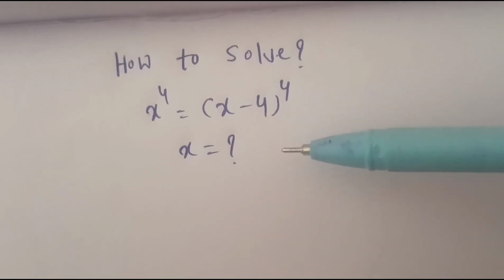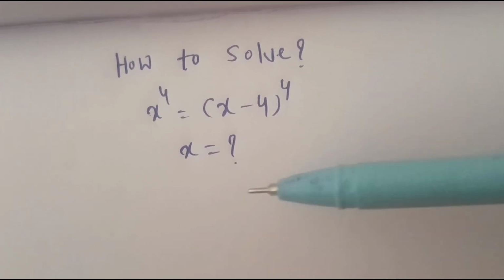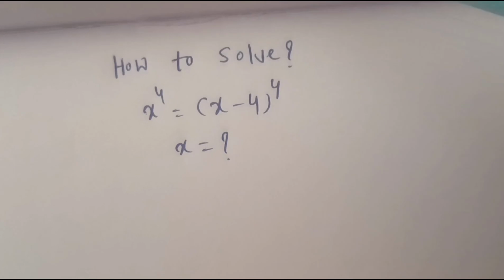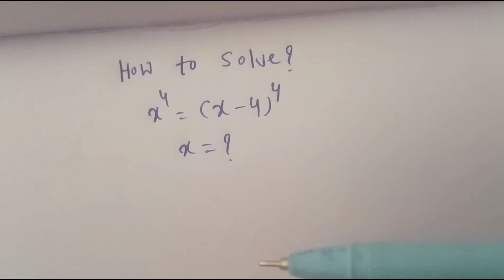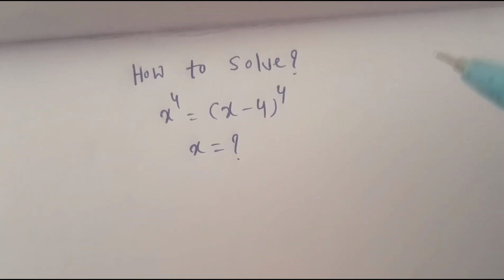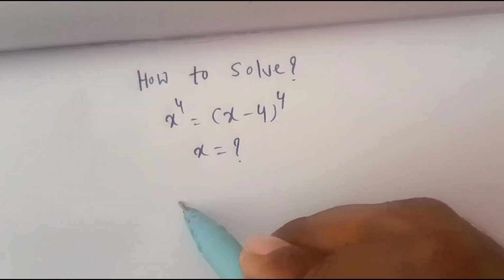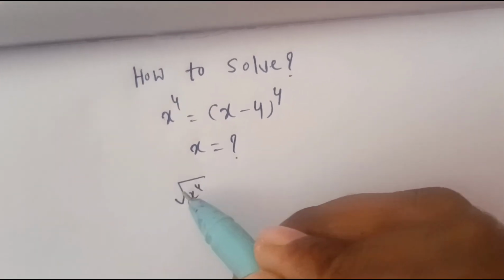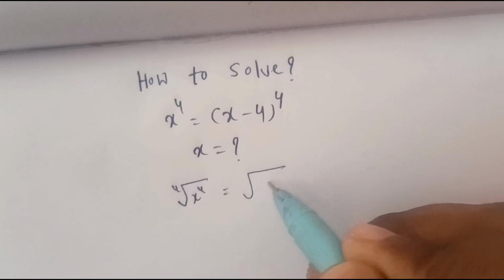Solve x to the power of 4 is equal to (x minus 4) to the power of 4. x is equal to what? To solve the equation x to the power of 4 equal to (x minus 4) to the power of 4, take the fourth root on both sides.